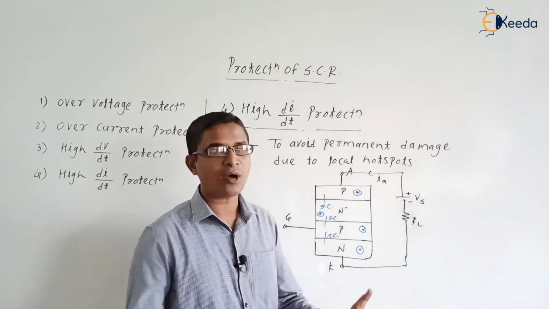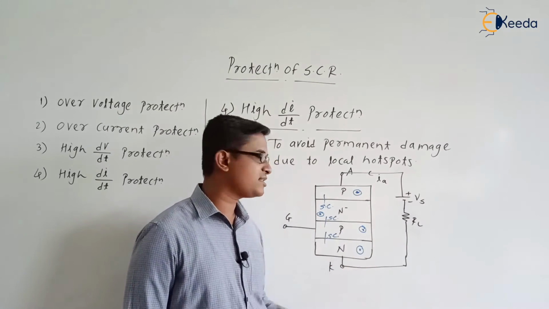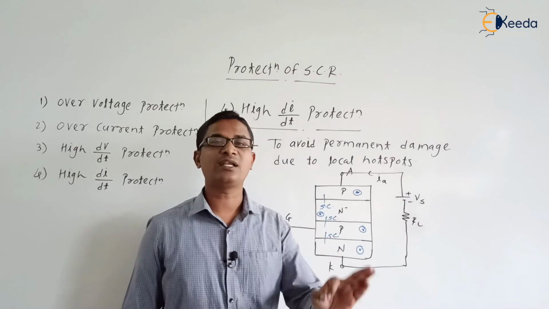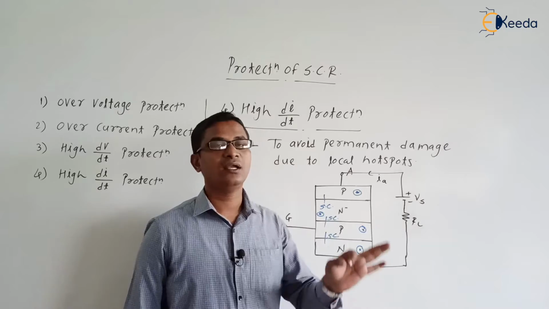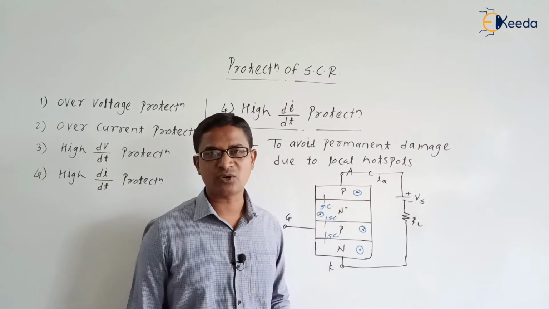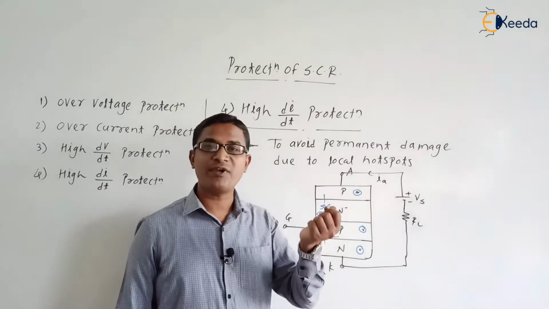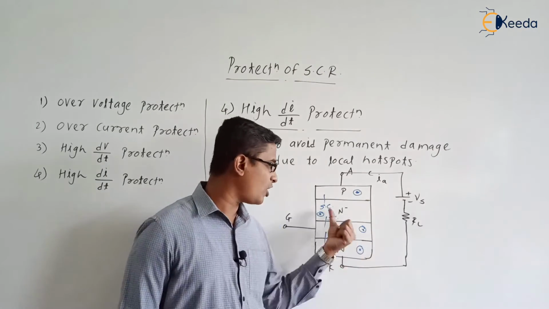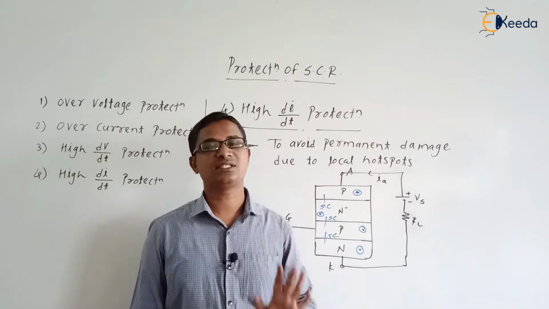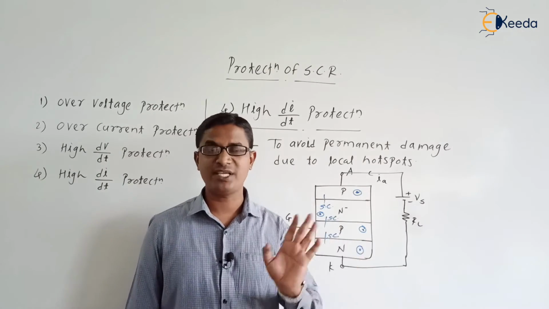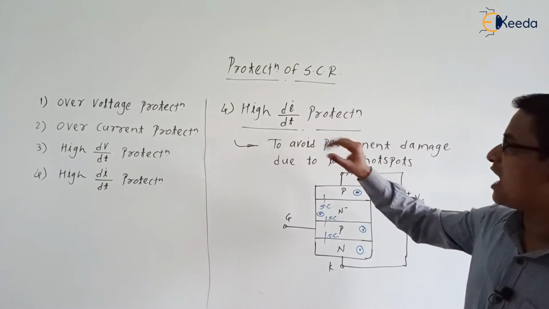So as the flow of charges is changing suddenly, we will have some points in the SCR body where the temperature will be very high, and these points are known as local hotspots. So what is the effect of these local hotspots? Due to these local hotspots there is a possibility of permanent damage to the SCR. Are you getting the point? So that's why we need to protect the SCR against high di by dt.